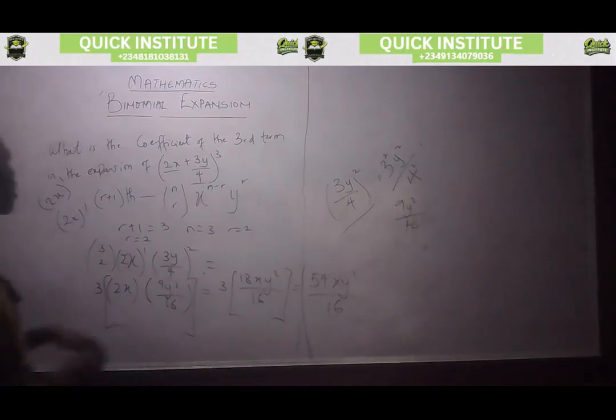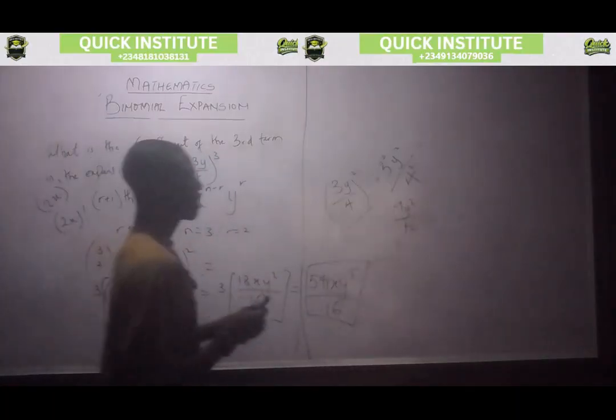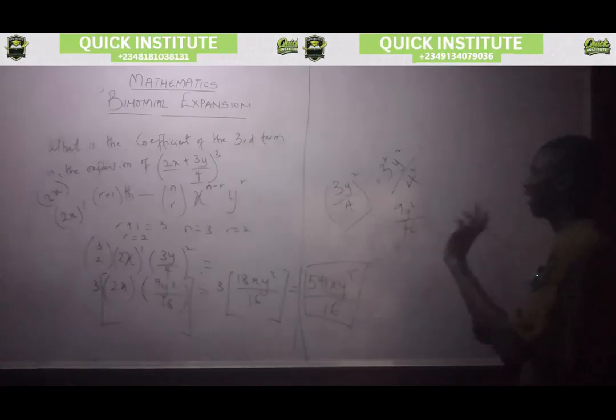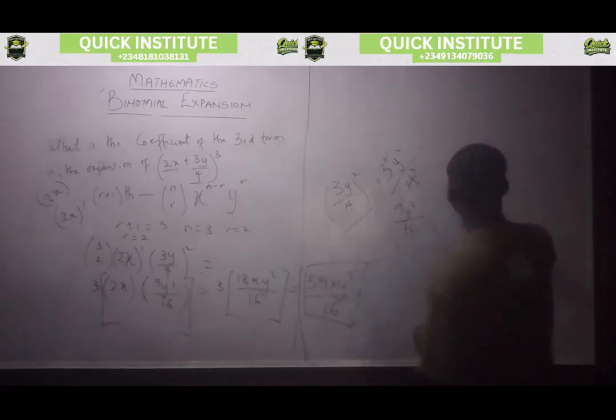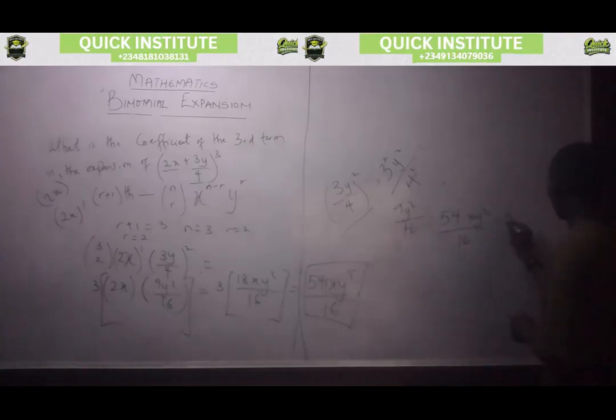Therefore this is the third term. If they are talking about the coefficient, a coefficient is a number. From here you have 54 x y square over 16. You can split it as 54 over 16 times x y square. So, as I told you earlier, a coefficient is a number, so 54 over 16 is the coefficient.